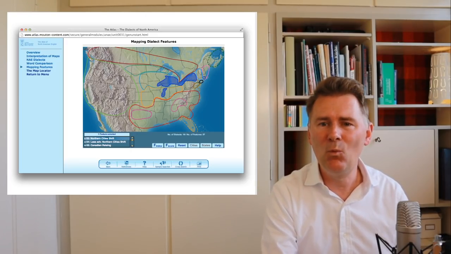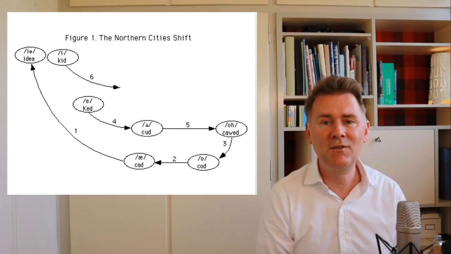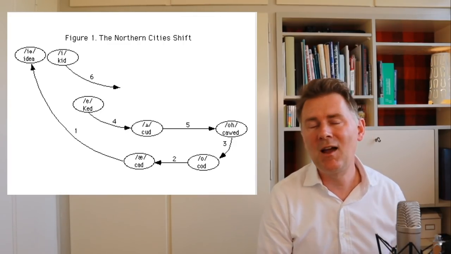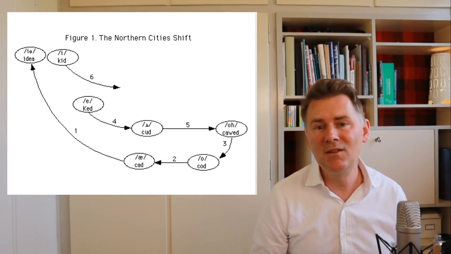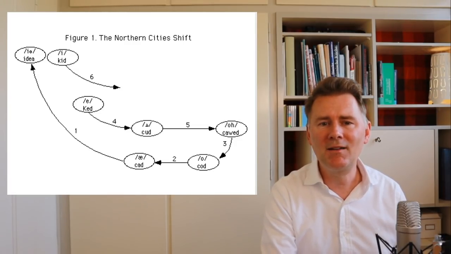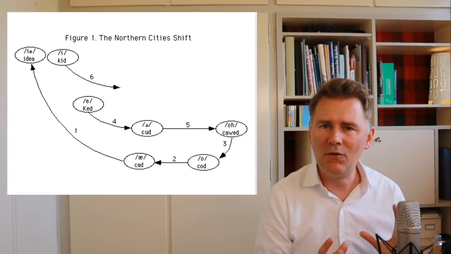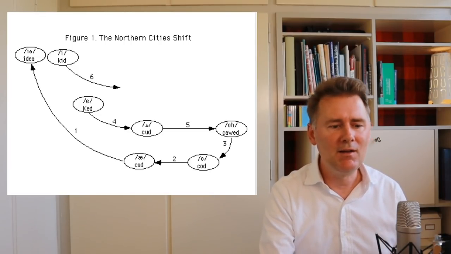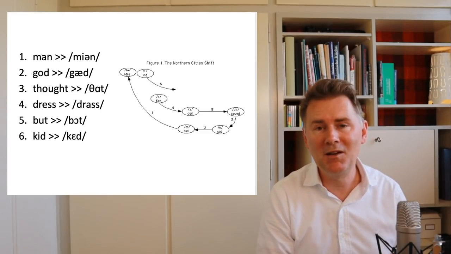Now, more importantly, what is the northern cities shift? It's a chain shift, kind of like the great vowel shift. If you are a regular viewer on this channel, you will have come across a video where I discuss the great vowel shift. But whereas that shift happened a long time ago in England and affected long vowels, the northern cities shift is happening right now, and it affects short vowels in the way that you see here. So we're looking at a chain of six interrelated shifts, and we're going to examine each one of these with an example. So let's start with the trap vowel, which does something very peculiar.